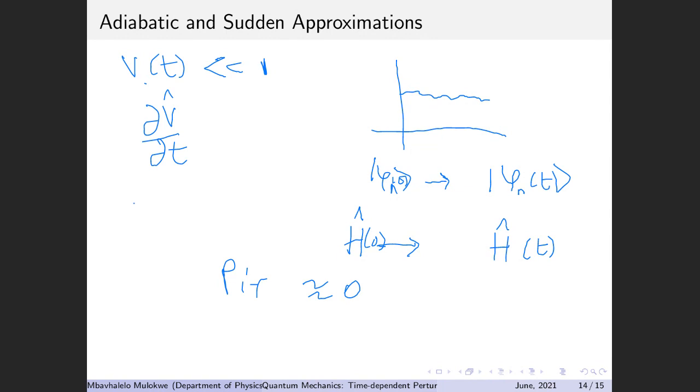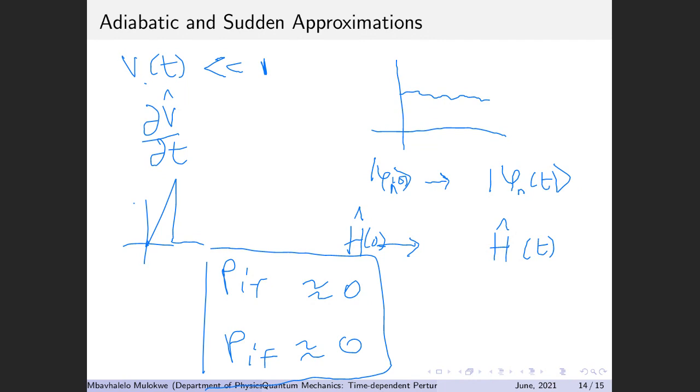if you started with something and then you just apply a sudden change in the Hamiltonian, again in these two cases you expect this to be zero, but we have to check this by using our formula.